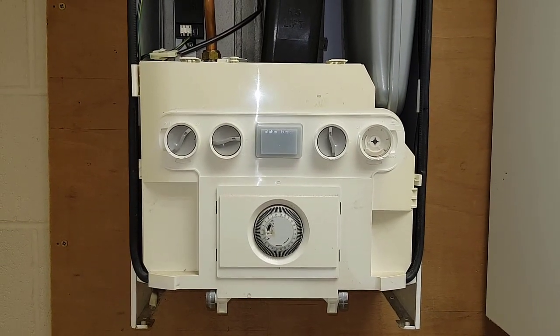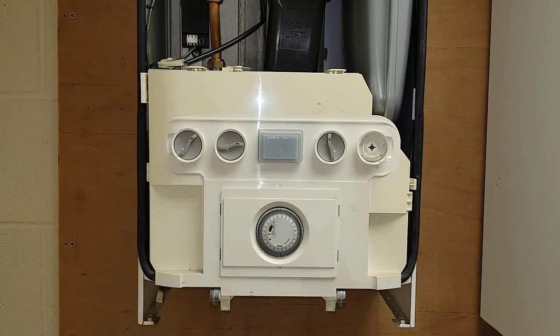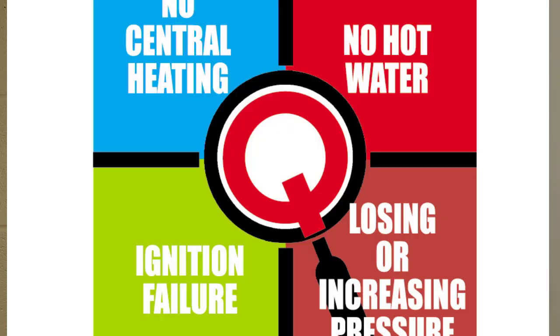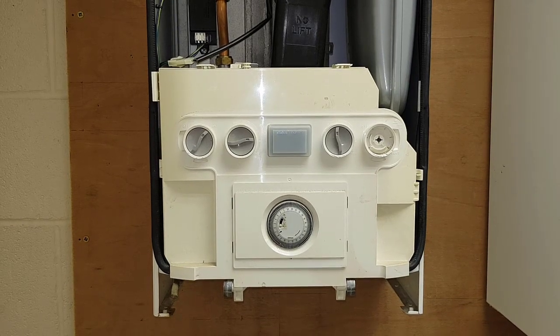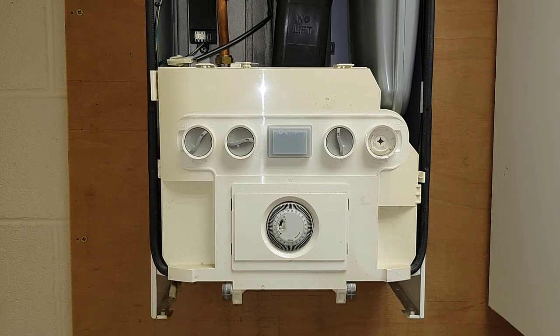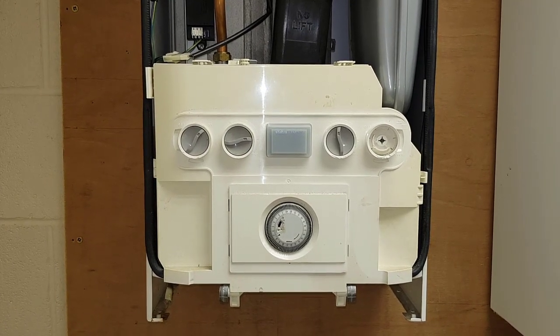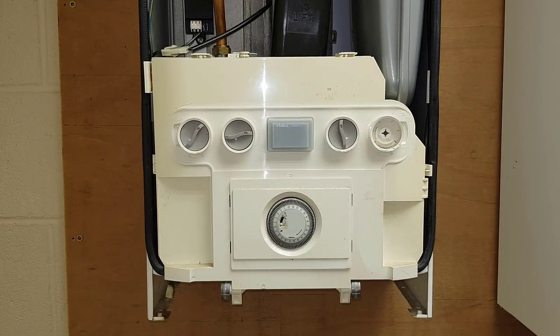So this fault analysis quadrant, a quadrant is split into four. The four areas we'll be looking at are no central heating, no hot water, ignition fault, and then pressure increase and decrease. So they're the four areas we're looking at, and then we'll be drilling down into each one. The first one we'll be looking at is the central heating, and we're going to be discussing what type of faults you'll get with no central heating.